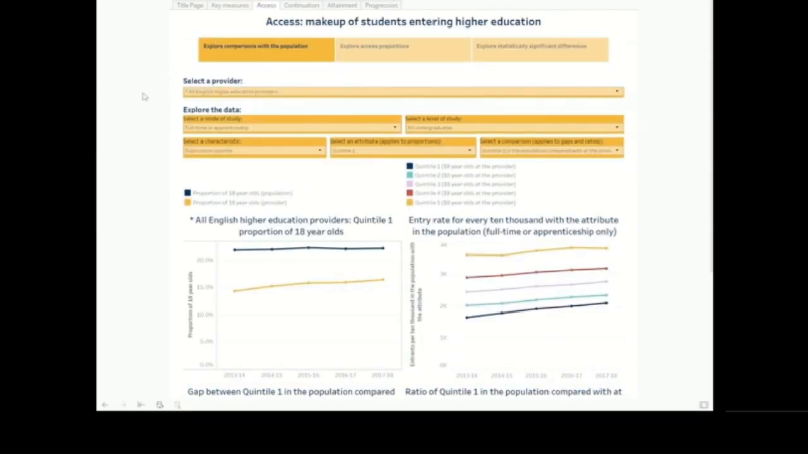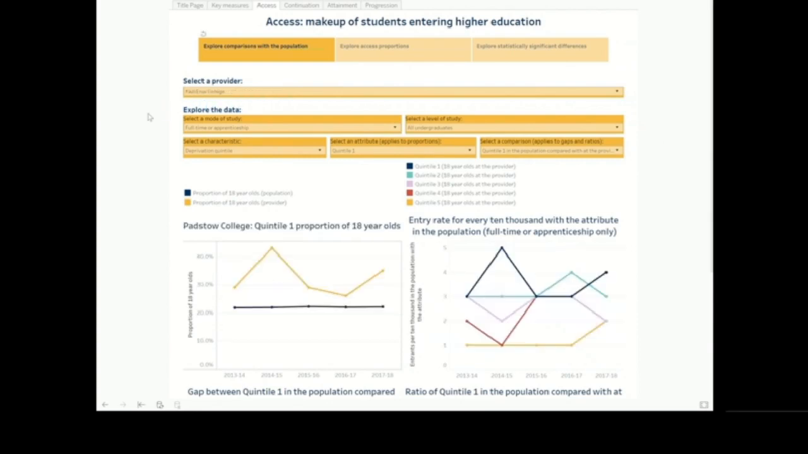Here we can use the yellow boxes at the top to navigate between looking at comparisons in Access compared to the underlying population, the proportions of students with different attributes entering higher education, as well as a summary of statistically significant differences. Starting with comparisons to the population. As before, we can select a provider of interest and look at different aspects of the data in terms of level of study, either full-time or part-time, in terms of mode. The charts below will update depending on the filter selections that we choose.